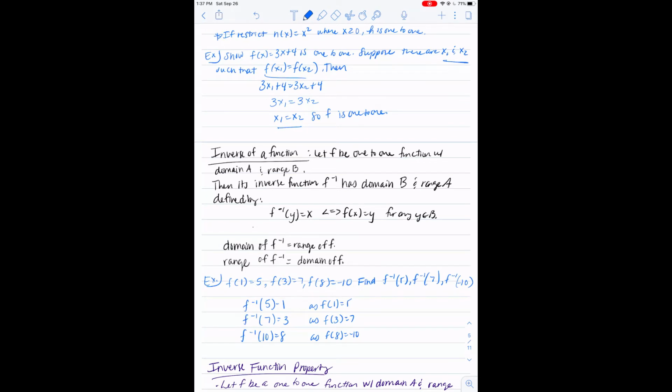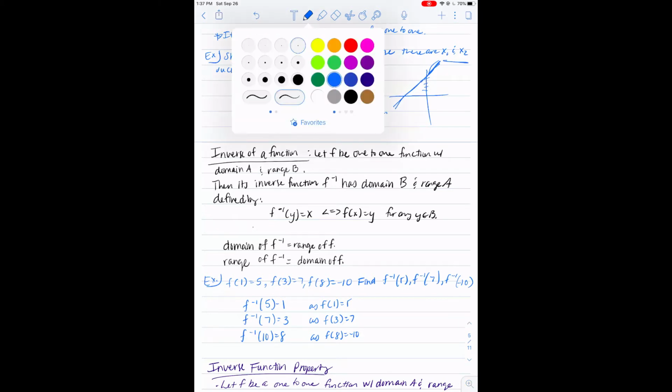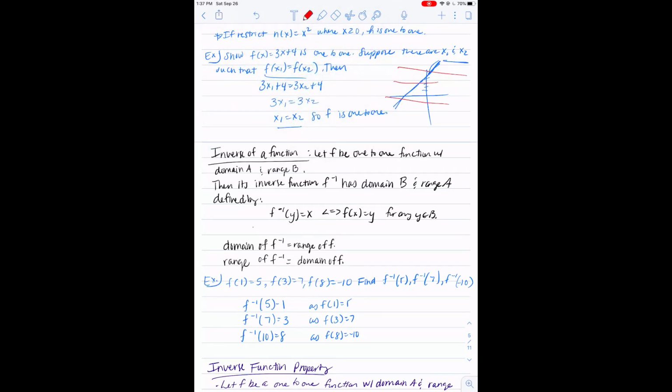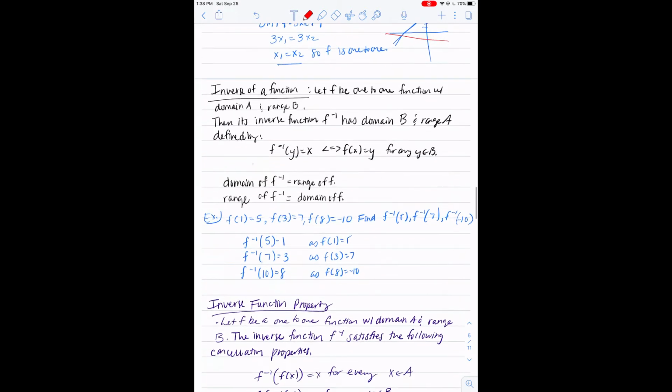Or we could also draw a graph of 3x plus 4. It would just be a straight line. And if we do our horizontal line test, we can see that it passes.